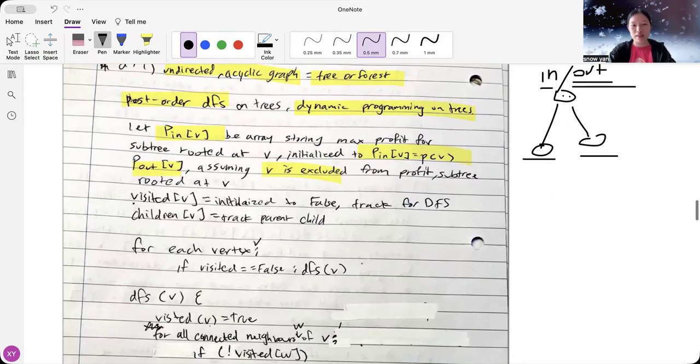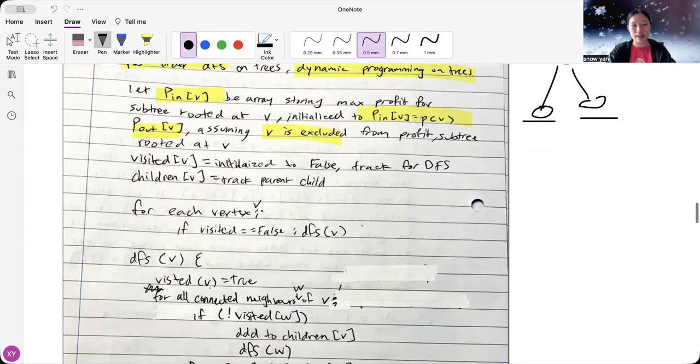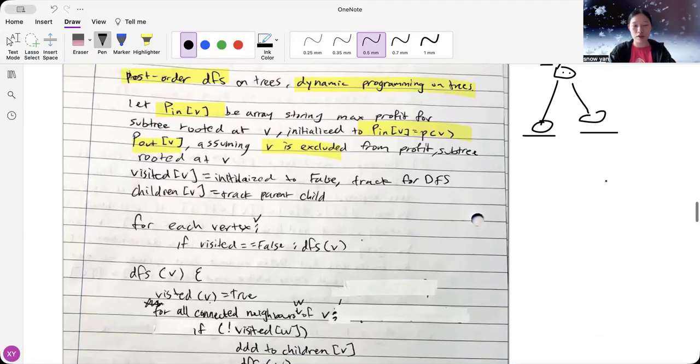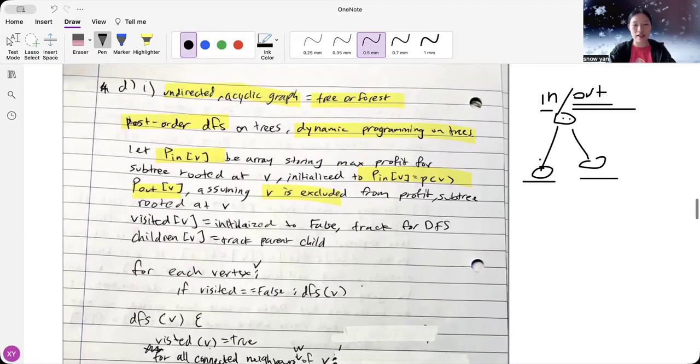And then I have an array called visited. It's all initialized to false, basically tracking the DFS. And then children basically tracks the parent-child relationship. So whenever I go to a vertex and I see that it has a parent or children, I would add that relationship in.